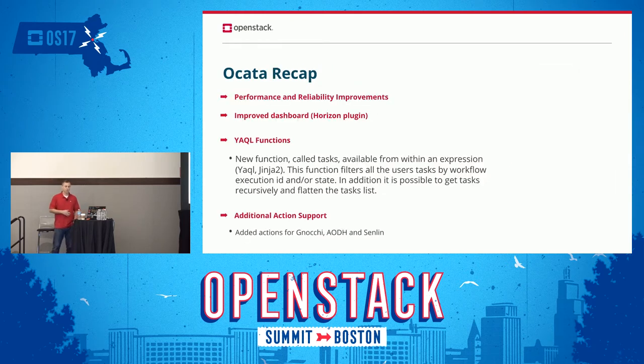Going back to take a look at what we did in Ocata, there are some performance and reliability improvements. There's a lot of bug fixing that went on. There are some improvements to the Horizon plugin that we use as our Mistral dashboard. There were YAQL functions that were added. Most notably was the tasks function, which you can use to filter all the user's tasks by a workflow execution ID or state, and you can recursively get the entire list of tasks that you need.